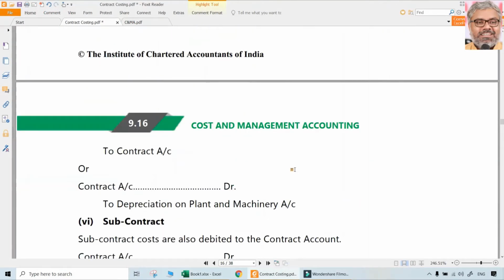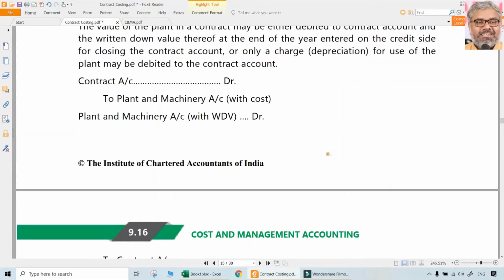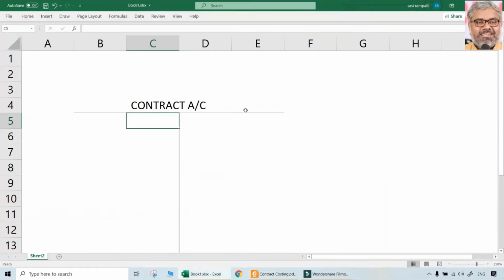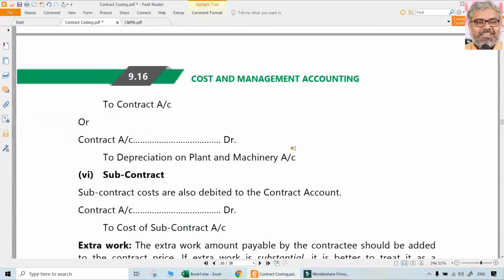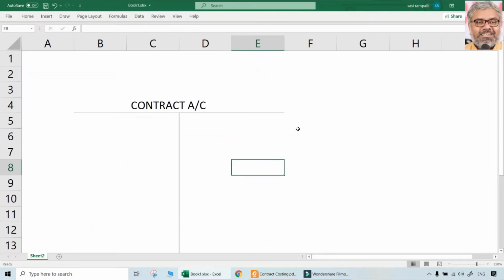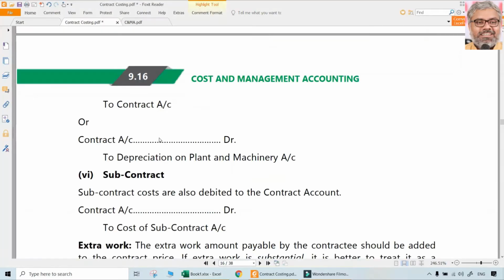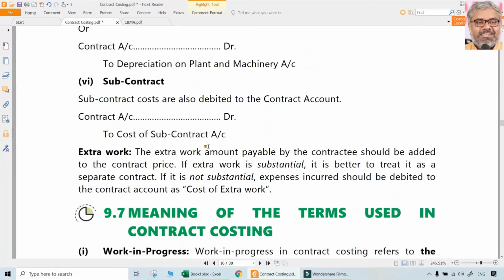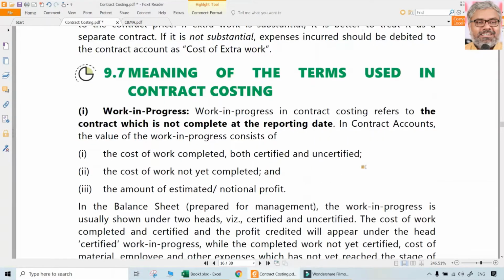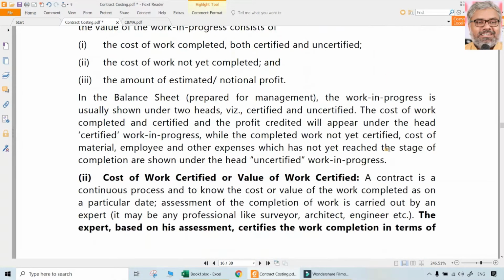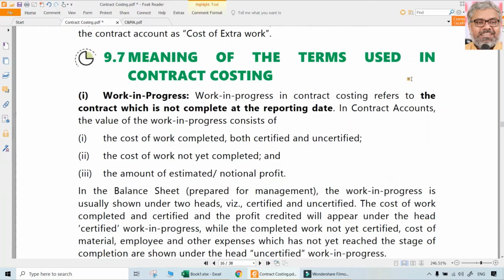Then plant and machinery, as we just now discussed, we can debit the value of the plant issued to the contract, and maybe at the end of the year we can have the plant value at the end of the year on the credit side. That is one way. Alternatively, we can just debit the differential between those two as depreciation. That is also possible depending upon the information in the question. So like this, many journal entries also are possible to be asked. But the most important point here to understand is certain particular terms which are used in contract costing.